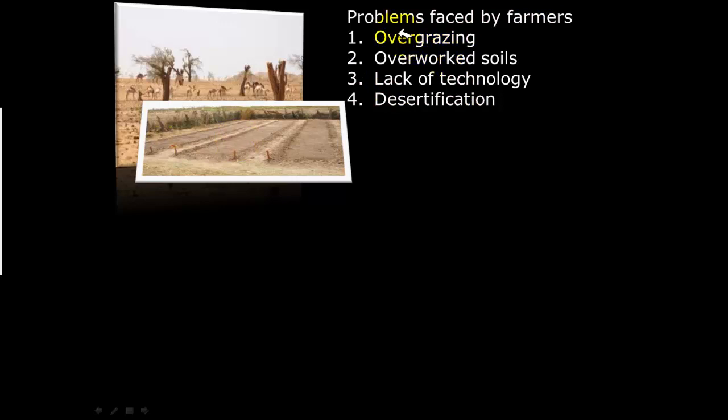One is overgrazing. That is when you farm too much on land and you deplete all the nutrients. Very similar to overworked soil. So look, overgrazing is when animals eat too much. Overworked soil is when we as people grow too much. Then there is lack of technology, lack of modern farming techniques, and desertification, which is due to the climate, when an area becomes more of a desert area.